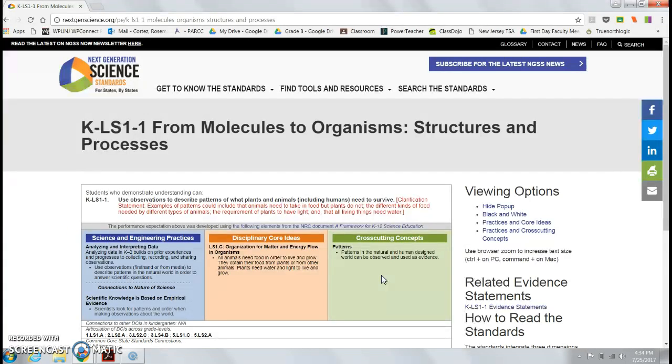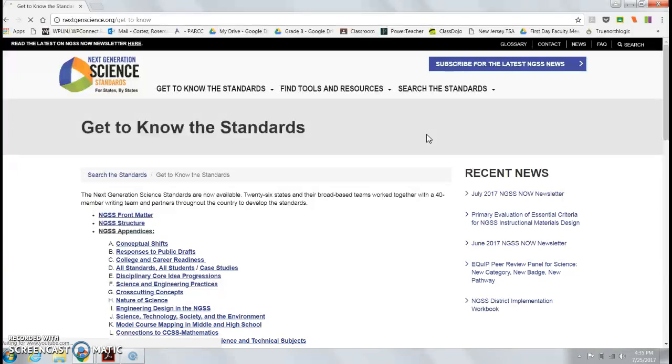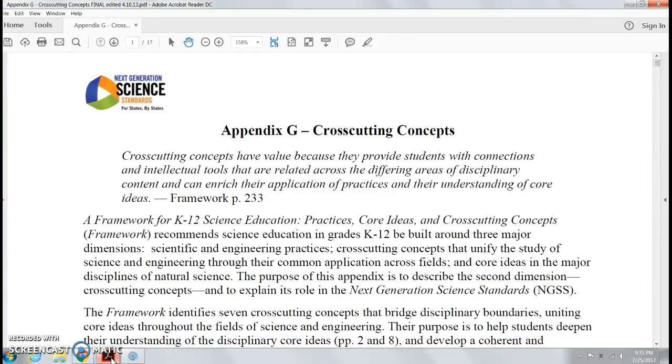Another way that you can search for information about the cross-cutting concepts, or if you want to know how they progress going from kindergarten all the way up to 12th grade, is to click on Search the Standards and go to Appendices. Once you get to Appendices, it's actually Appendix G, Cross-Cutting Concepts. I already have that document opened. It opens up to a PDF, but I already have it opened up here so that I can show you some information that I highlighted I thought was particularly important.